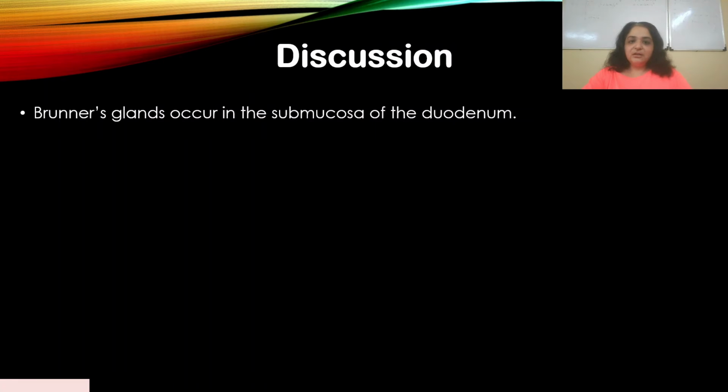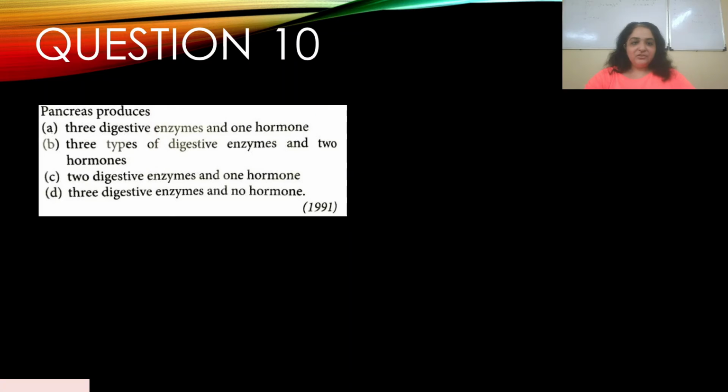So Brunner's glands occur in the submucosa of the duodenum. There's not much explanation that we can do. Just remember this piece of information, and let's move on to the next question. So question number 10. Pancreas produces A, 3 digestive enzymes and 1 hormone, B, 3 types of digestive enzymes and 2 hormones, C, 2 digestive enzymes and 1 hormone, D, 3 digestive enzymes and no hormone. This appeared in the year 1991.